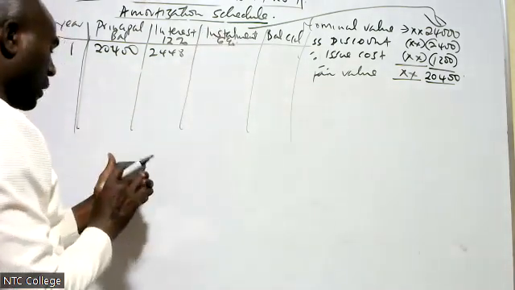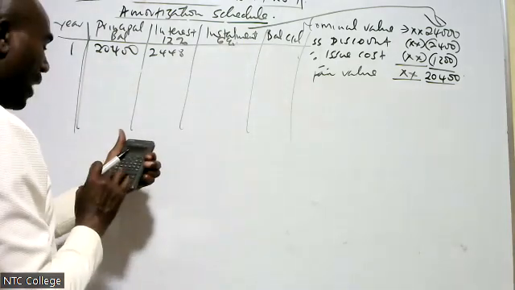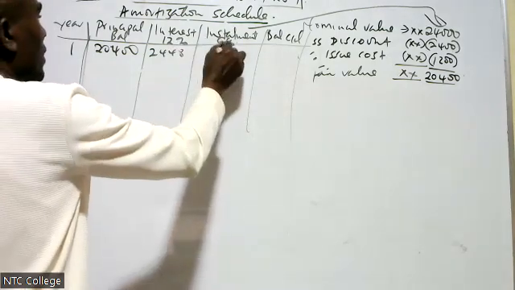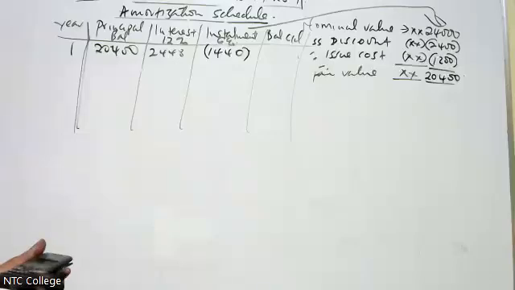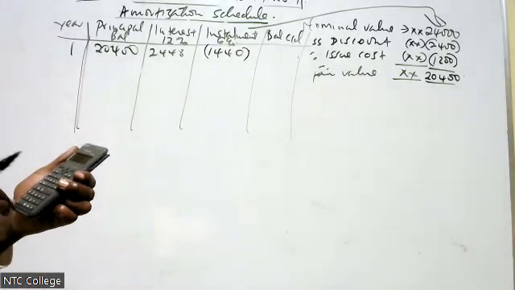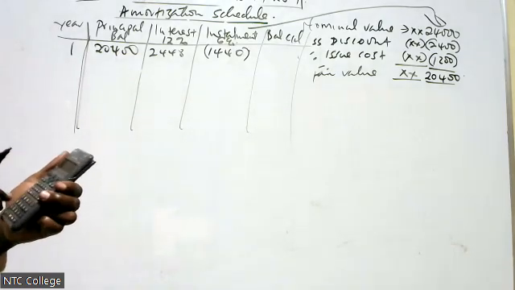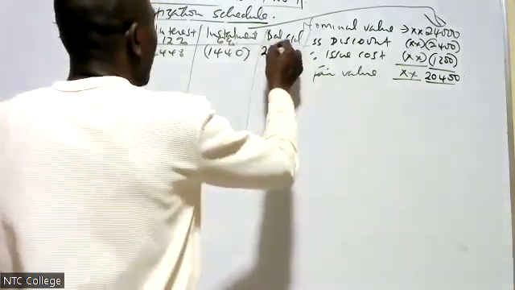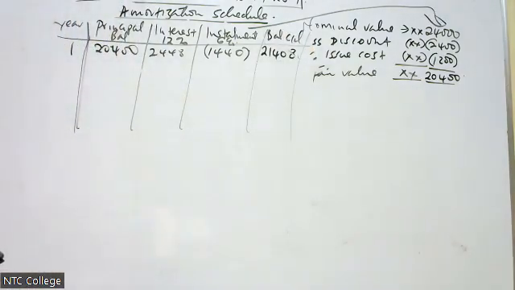This one is 6% times the nominal value, 24 million, which is 1440. We subtract that, because that is what we are paying out. Then what will be my balance at the end? My balance at the end will be 2400 plus 2448 minus 1440. I'm getting 2148. That is what I'm getting as the liability at the end.